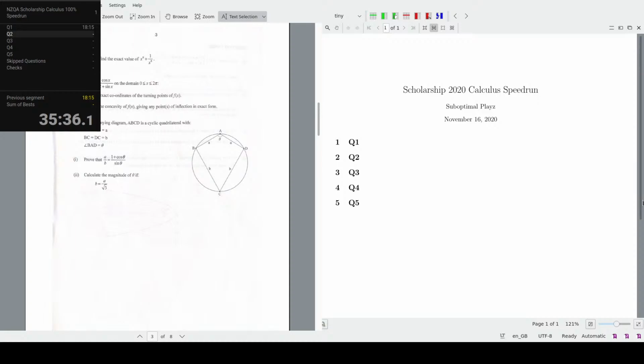So actually, we know that the regions 0 to pi on 2, pi on 2 to 3 pi on 2, and 3 pi on 2 to 2 pi have the same concavity among themselves. So it suffices to check.